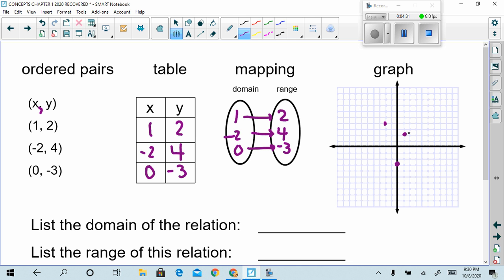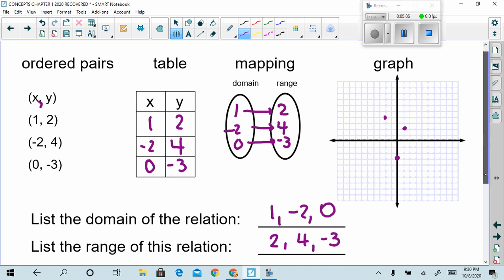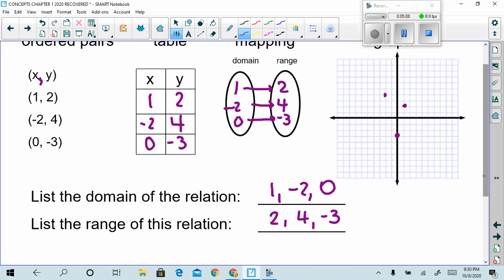If they ask you to list your domain, it's your X values: 1, -2, and 0. If they ask us to name our range, or our Y values, or our output, we're going to name 2, 4, and -3. So they're just asking us to represent relations, numbers that are somehow related to each other. In another section, we'll be completing a function table with a rule, and we're going to call those functions. Actually, we're going to be given an equation. But these are just numbers that don't necessarily have a rule to establish between them. They're just somehow connected to each other.